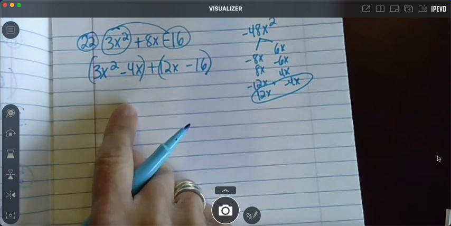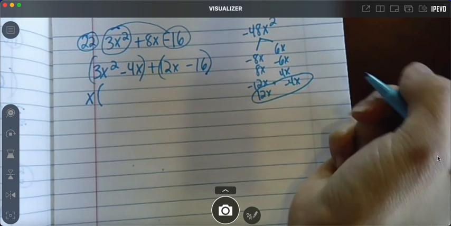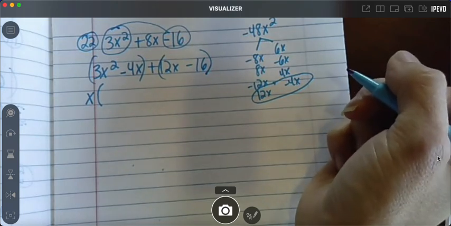All right, so I write x, and what's left over? Because I can factor out just an x.